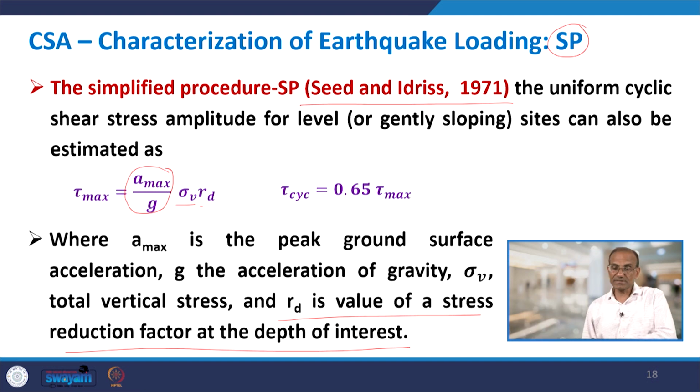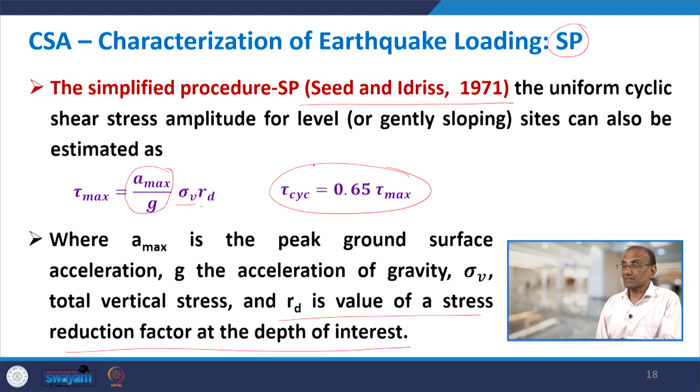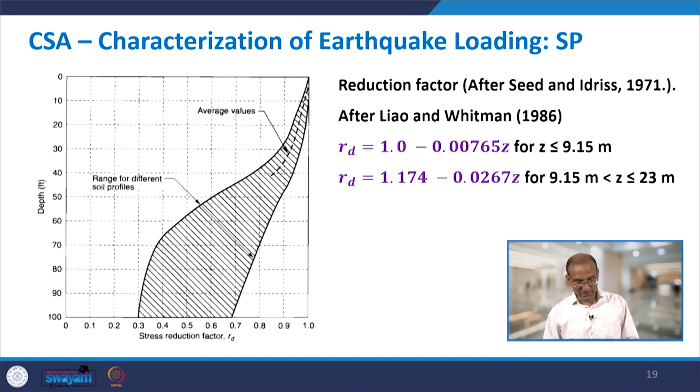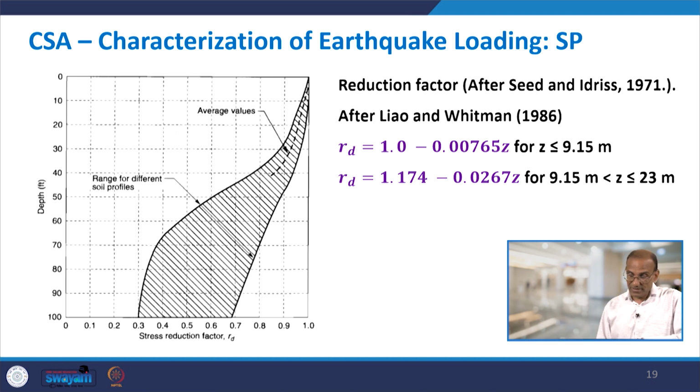So, once tau max is known, then tau cycle can be simply calculated as 0.65 multiplied by tau max, that means 65% of the value of tau max. As far as RD is concerned, RD can be calculated from this graph. Here the depth is in feet, from 0 to 100 feet, and 100 feet is roughly 30 meters, and the value of RD is given.